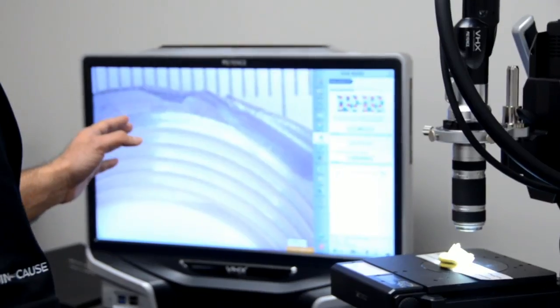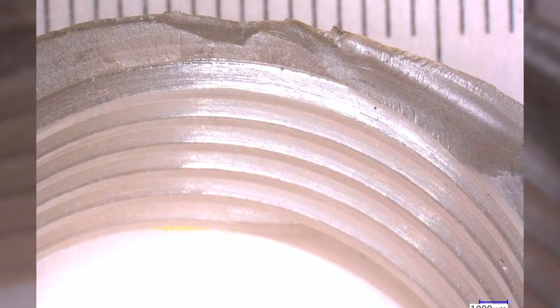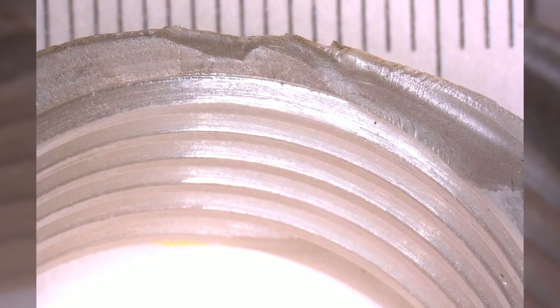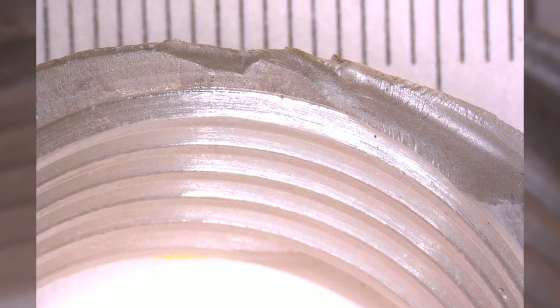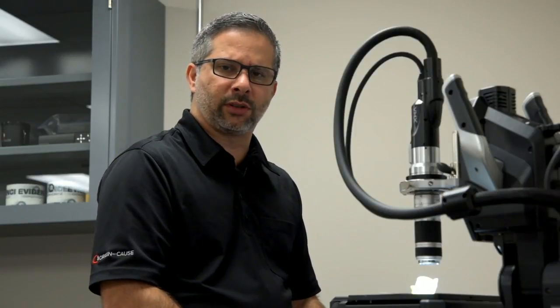Look at this other issue here. The threads go all the way to the bottom of the coupling. That creates stress, and that is a manufacturing deficiency. The design of the coupling was not appropriate, and it likely caused a failure. I'm going to report back to my client and say that the manufacturer should be put on notice.